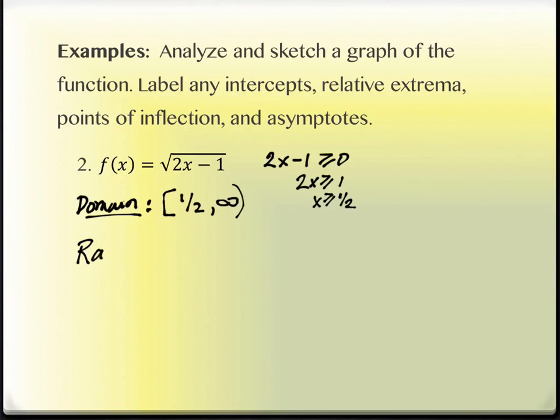Range is actually fairly easy to think about as well. Think about the kinds of values that come out of a square root function. Every time you take a square root of something, what kind of number do you get?